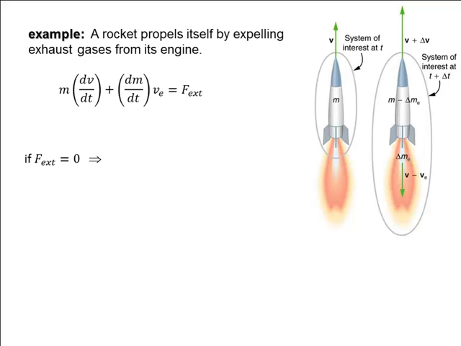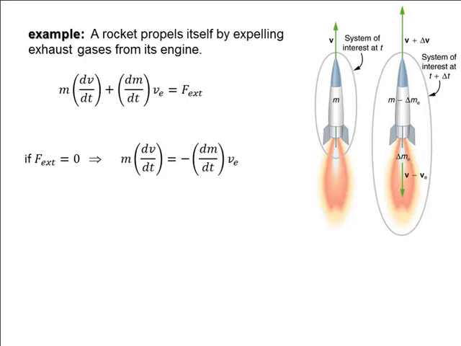In that case, we can write the rocket equation like this. The external force is 0. We can move the dm/dt term over to the right. And so here we have an equation describing the rocket in the absence of any external forces. Now I would point out, by the way, that dv/dt on the left is just the acceleration of the rocket. So we have m, the mass of the rocket, times the acceleration of the rocket. M times a is just the net force acting on the rocket itself.